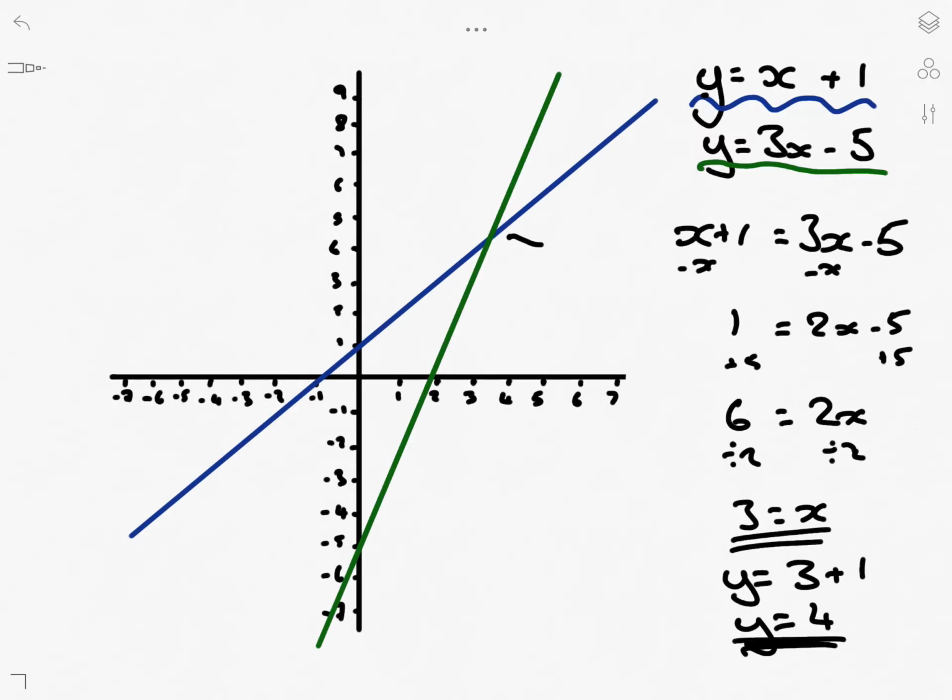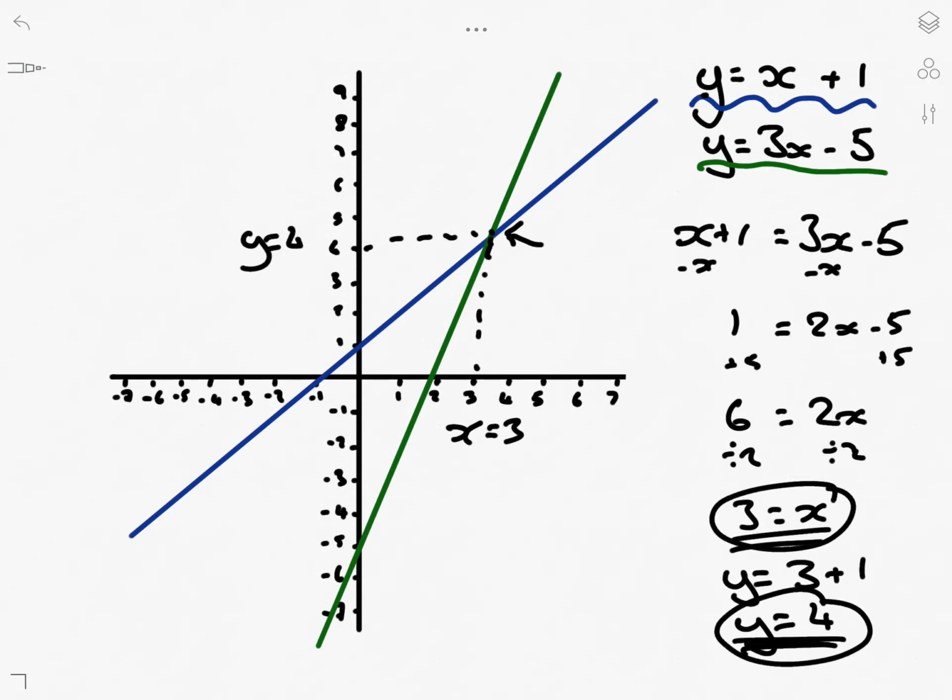Well, there's a point where they cross. And what are the coordinates of this point? Well, it's meant to be 3, 4. I just drew them badly. So you have x is 3 and y equals 4. And it's just what we've got given here.